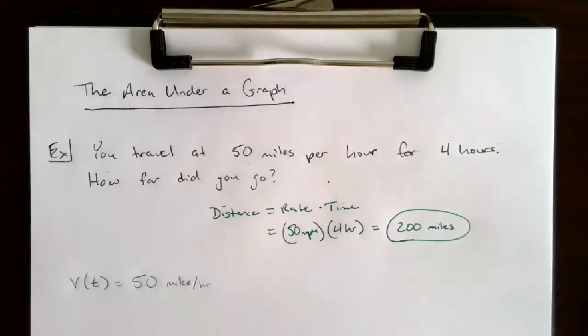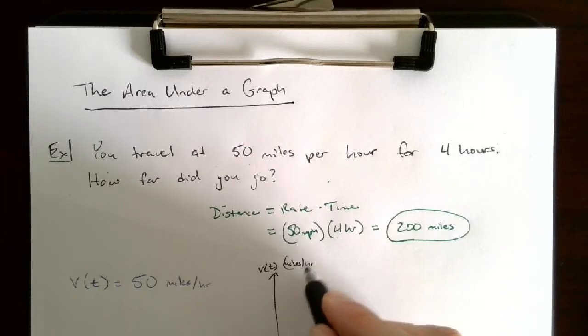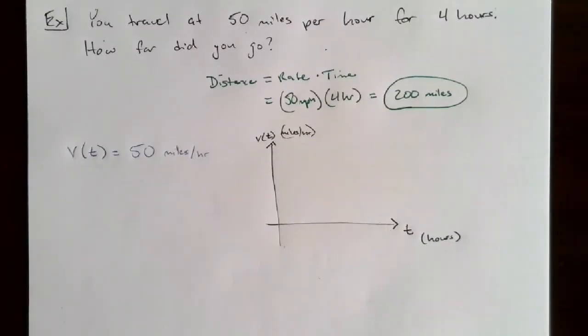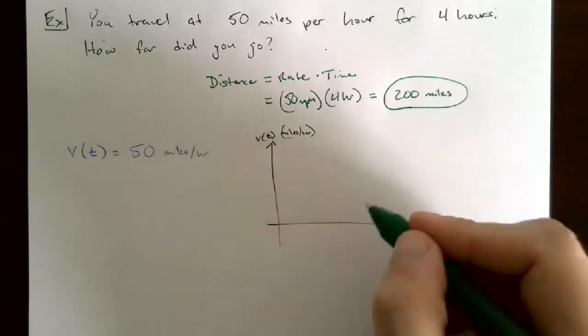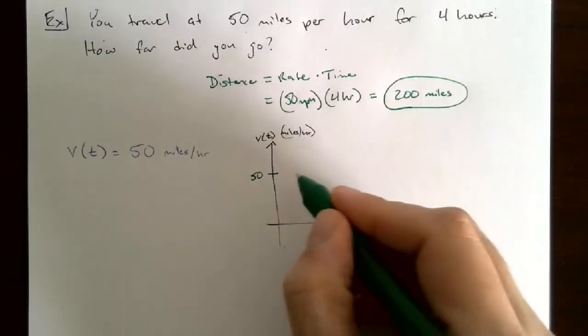If I was to sketch a graph of this, here's our t-axis or our x-axis, but this will be in hours. And this axis here will be your y-axis, which is v of t. It's your velocity in miles per hour. Well, this is the same as saying the line y equals 50. That's a horizontal line through 50. So it's going to look like this.